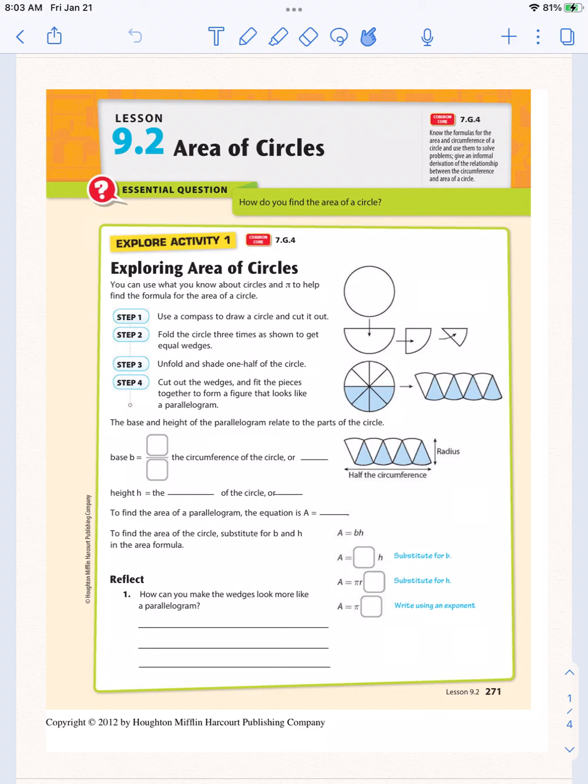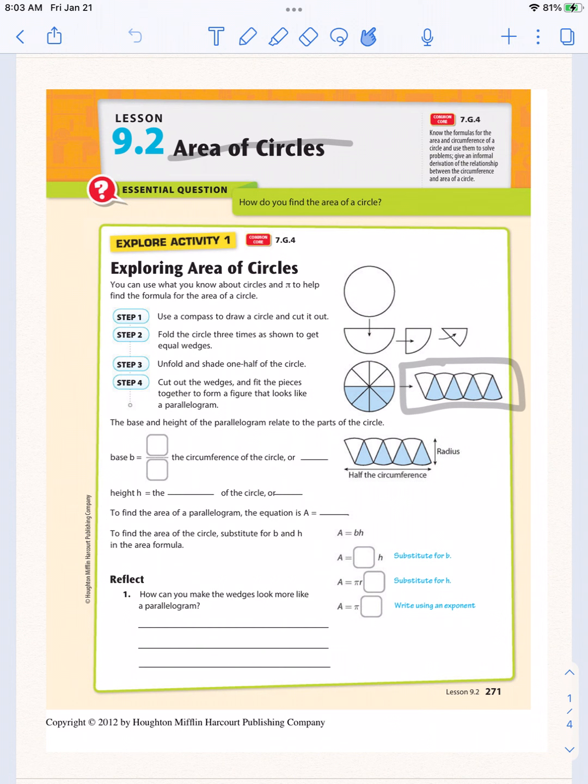Hello, 7th graders. Today we're going to be learning area of a circle. Now imagine we have a circle, like this one here, that we fold in half, and then half again, and then half again. We now would have 8 pieces of a circle. Now if we fit those 8 sections together, like shown in the picture, it looks like a parallelogram.